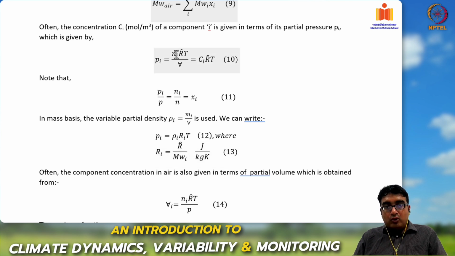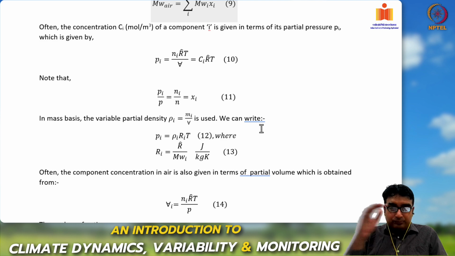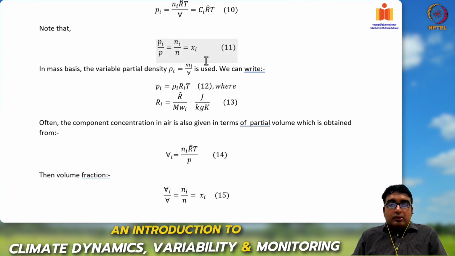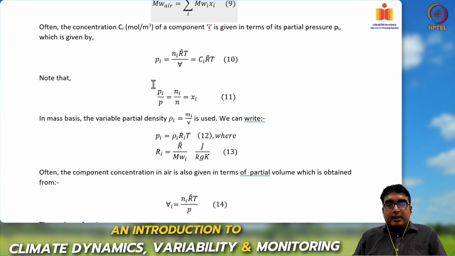And you can show that this expression and this expression are identical. Because rho i is Mi by V, and Ri is R by molecular weight of i, Mi by molecular weight of i is Ni, so you get Ni RT by V, and that becomes the same as Pi. So we have also defined two important variables, partial density and concentration.